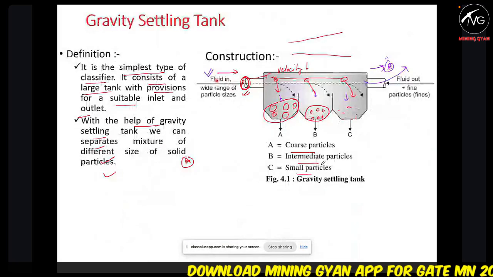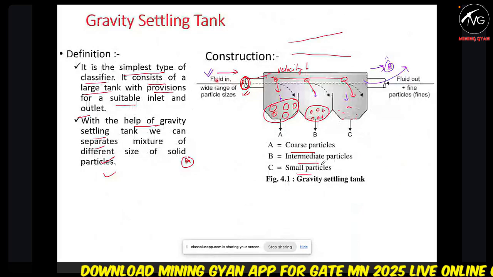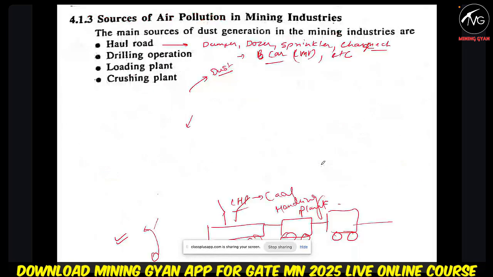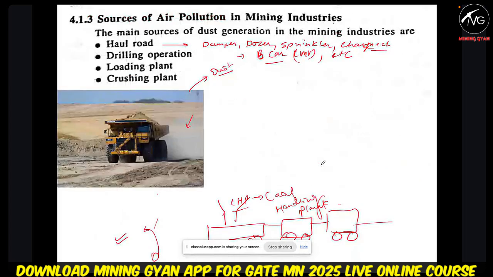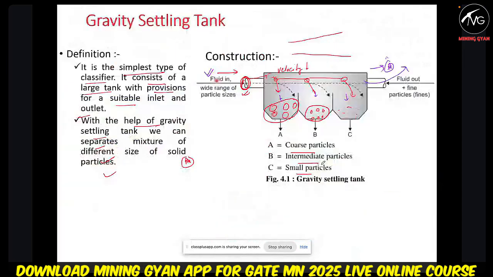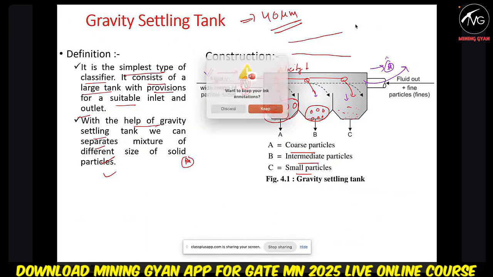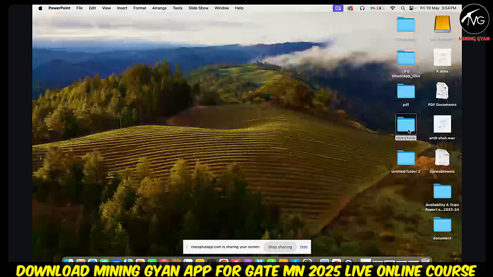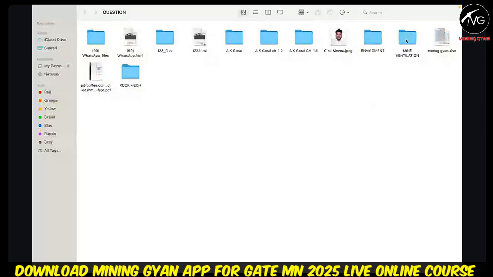According to AK Gorai, up to 40 micrometer dust particles you can collect with the gravity settler. 40 micrometer, according to AK Gorai. So for electrostatics, I think I had a video.